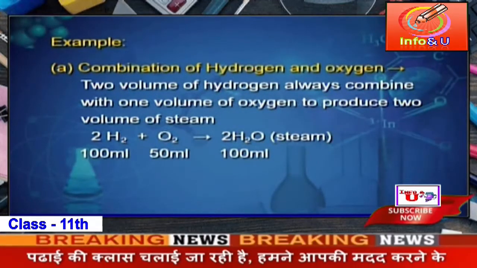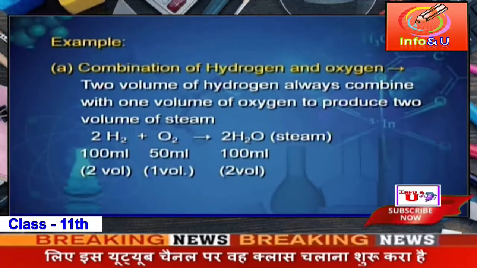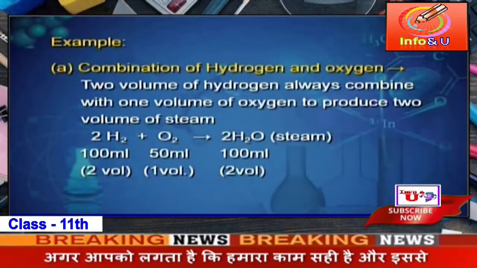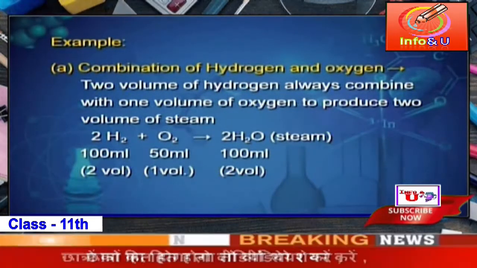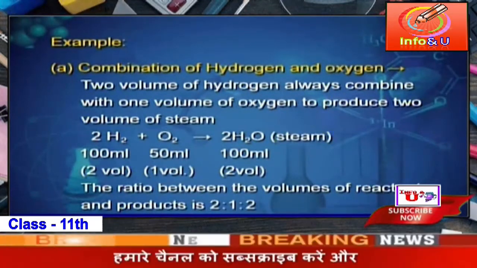In this reaction, we can say that 2 volumes of hydrogen are combining with 1 volume of oxygen and giving 2 volumes of water, that is H2O. The ratio between the volumes of reactants and products is 2:1:2.